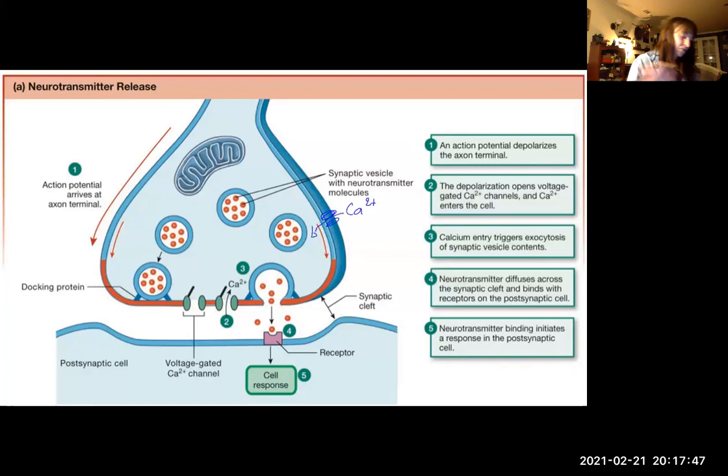Okay, so they're going to be all over the bulb potentially, but once that calcium comes in, that's what signals these vesicles to fuse with the presynaptic membrane, allowing the neurotransmitter to go out into the synaptic cleft and bind to the receptors in the postsynaptic cell, wherever that might be. This is going to lay that out again, basically what I just said.